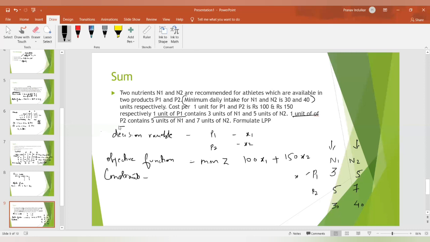What is P1? x1. And P2? x2. So the constraint will be like this: 3x1 plus 5x2 less than or equal to, or will it be less than or equal to? It will be more than or equal to 30. And second, 5x1 plus 7x2 more than or equal to 40. x1, x2 greater than or equal to 0. Non-negativity. Constraint number 1, constraint number 2.